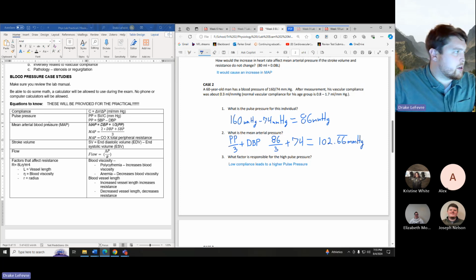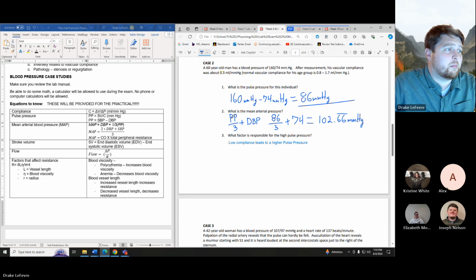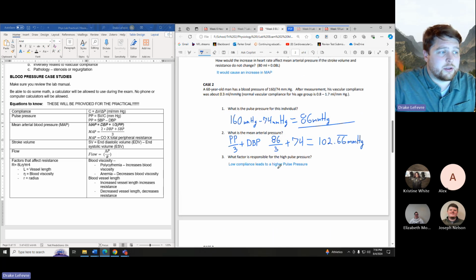What is the pulse pressure? Look at our equation sheet. Pulse pressure is systolic minus diastolic, 86. For the mean arterial pressure, literally just plug in pulse pressure, plug in diastolic, and add it all up. There it is. Low compliance leads to a higher pulse pressure because low compliance means we have higher systolic blood pressure.